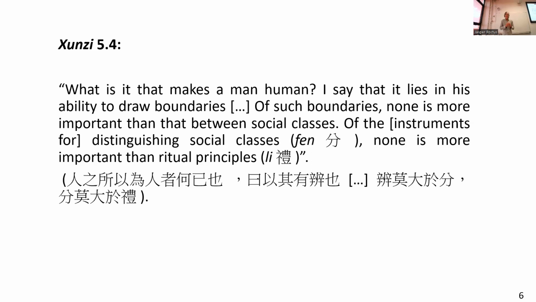Because this is the case, Junzi once again says, what is it that makes a man human? I say that it lies in his ability to draw boundaries. Of such boundaries, none is more important than that between social classes. Of the instruments for distinguishing social classes, none is more important than the ritual principles. This is a statement with very important ramifications.